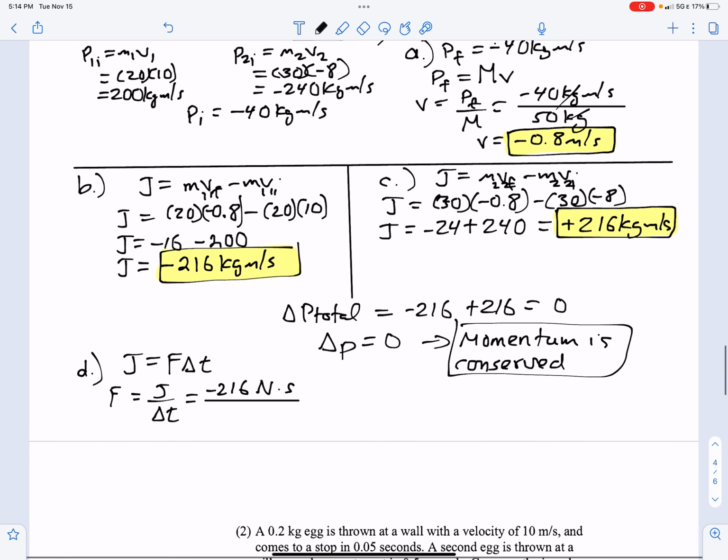Okay, go ahead and divide that by the 0.02 seconds. You can see the seconds cancel, and we end up with a force of, let's see, 216 divided by 0.2, a negative 1,080 newtons. Okay, negative because it's the force applied back on the first mass. The force applied back on the first mass is headed to the left, in the direction opposite the first mass's motion. Therefore, it's negative.